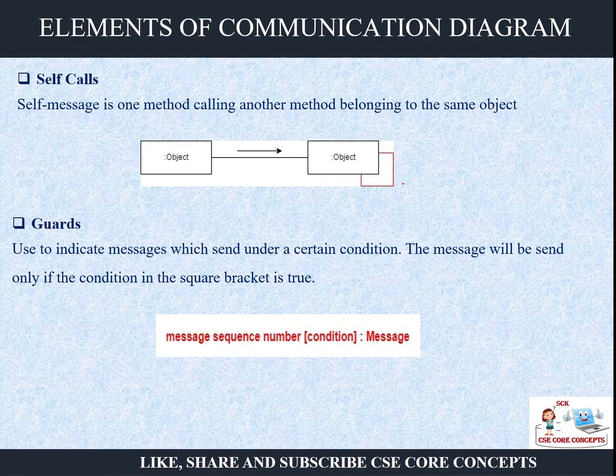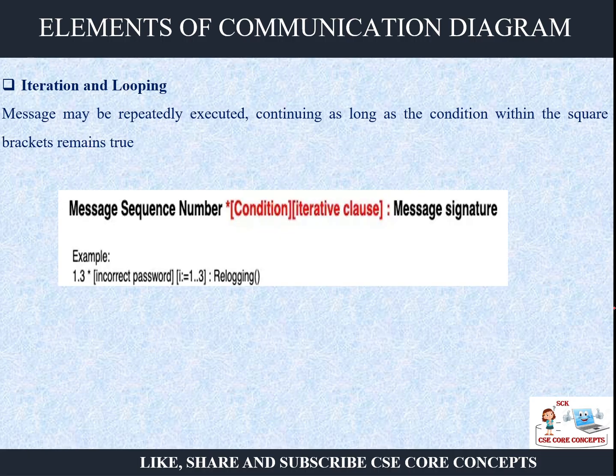So that app is only telling them. So it is a self message. Guards are used to represent the condition. This is how you represent. You have two square brackets. Within those square brackets, you write the condition, and if the condition is true, the message will be sent. Of course, iteration and looping you can have.